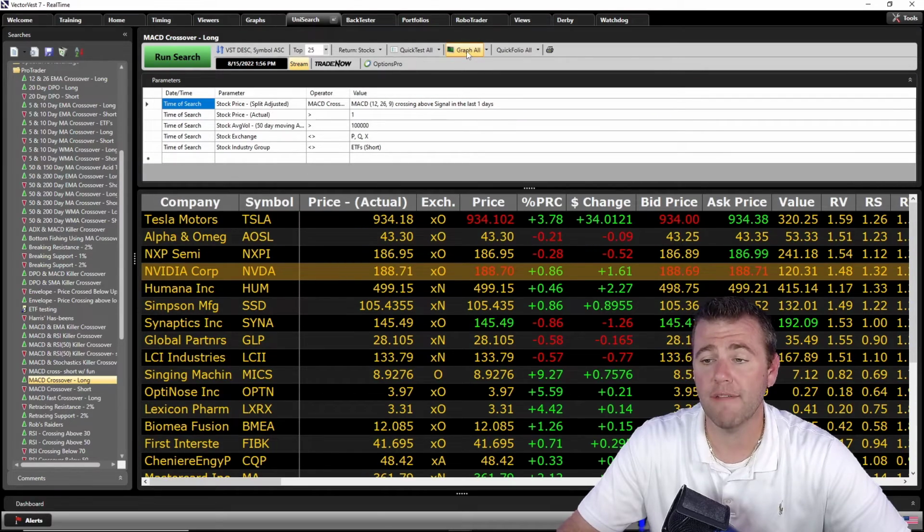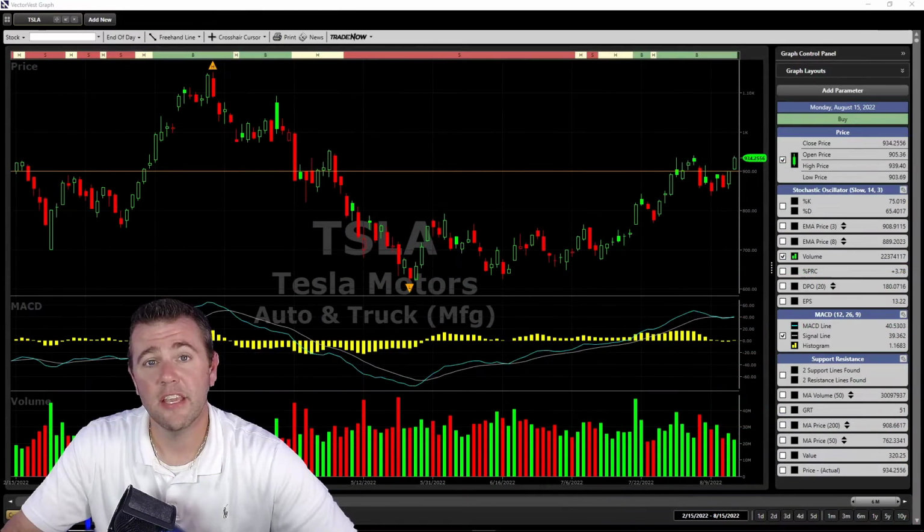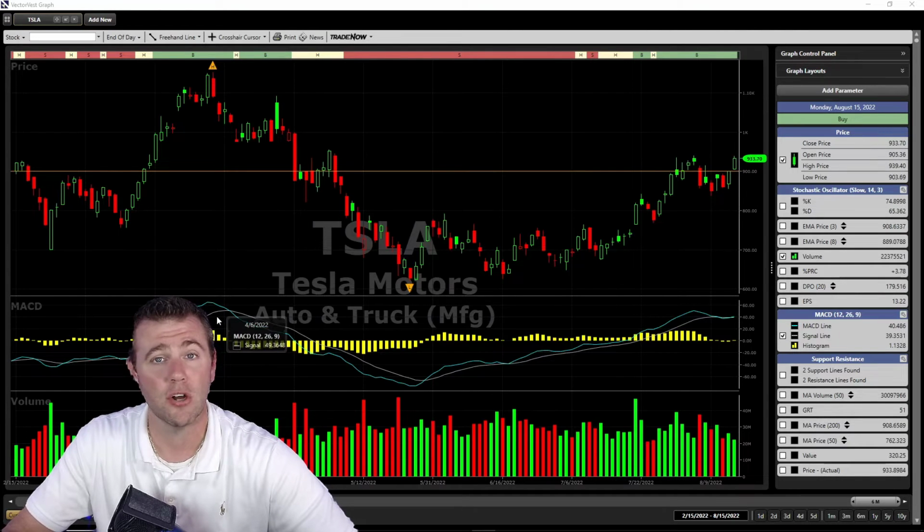So if we click on the graph all button at the top, you can see we've automatically got all those stocks loaded up here for us that are just having that MACD crossover as of today. Now, before we take a look at the crossovers today, let's make sure everybody's on the same page and understanding what they see here when they look at the chart.